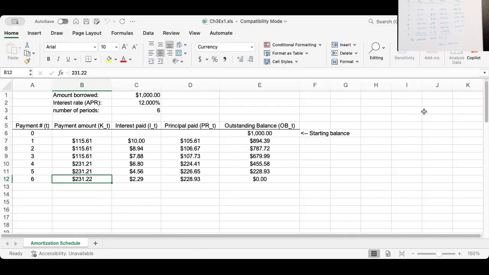Here it is the way the book did it, with that last payment adjusted by 1 penny to give me a balance of 0. This example's on Canvas.